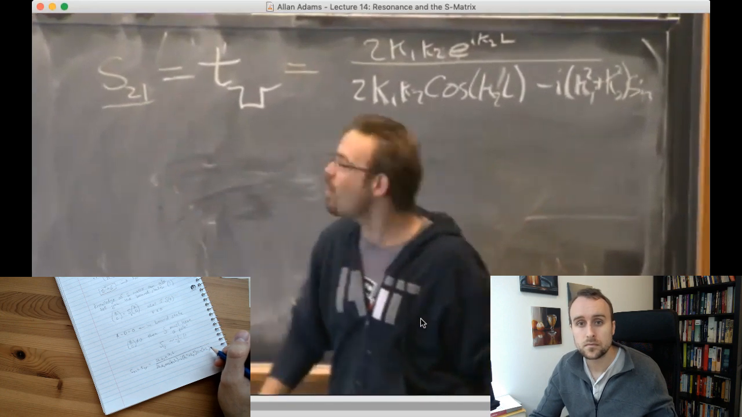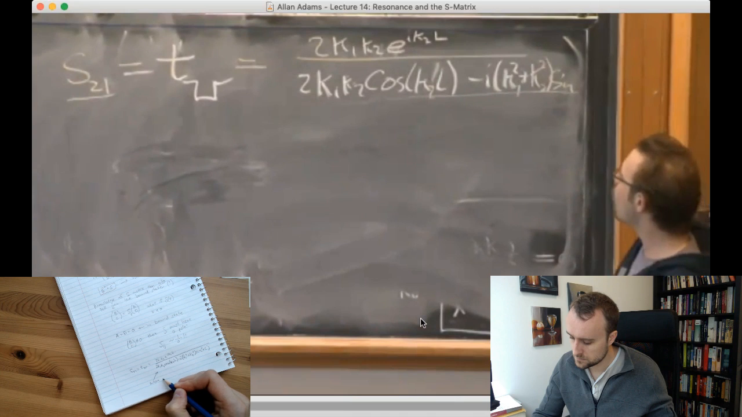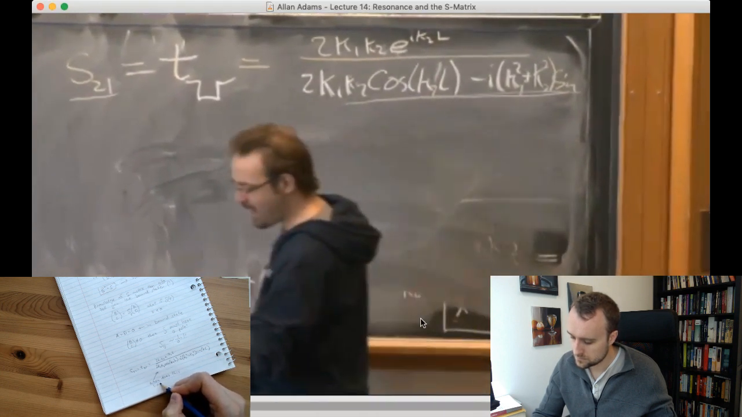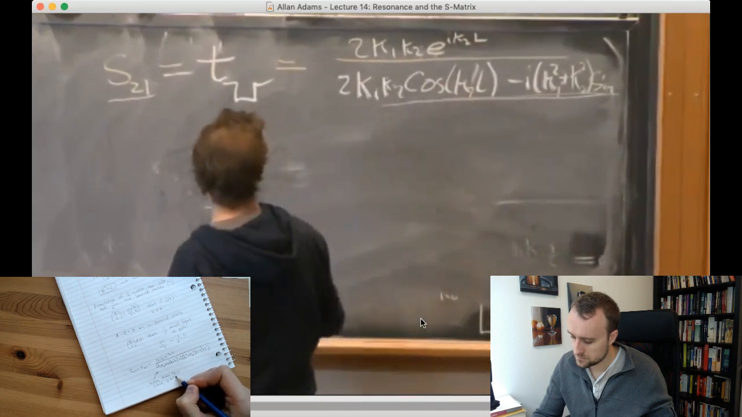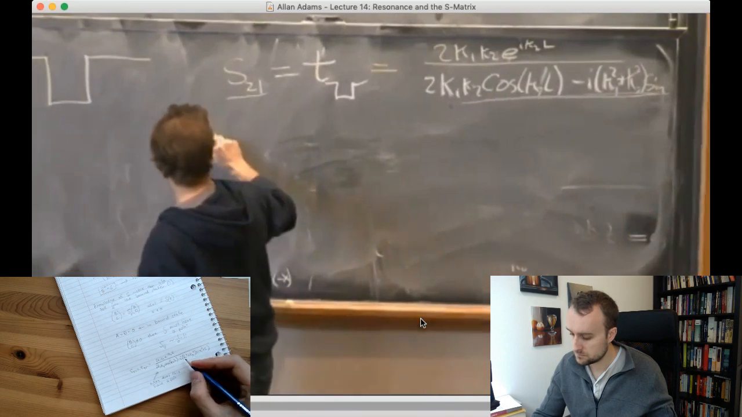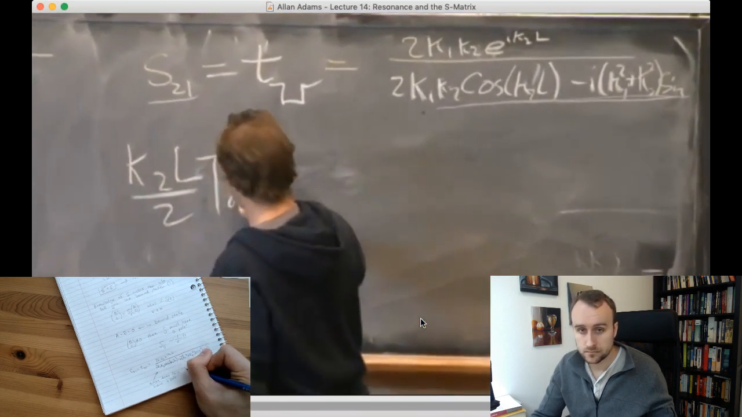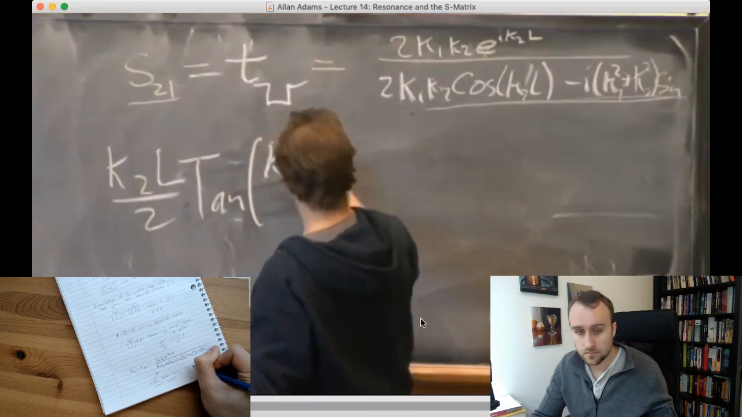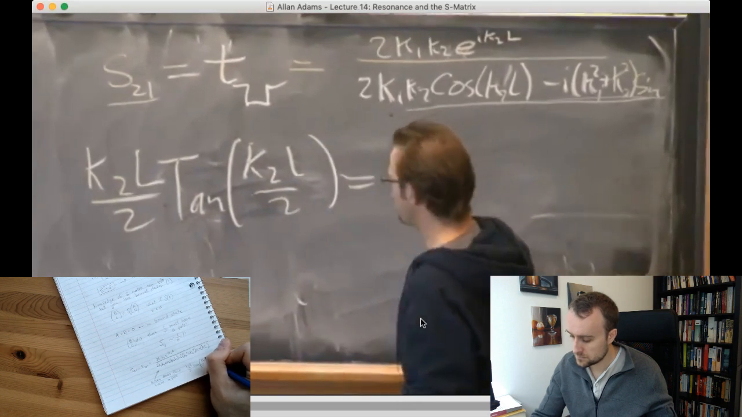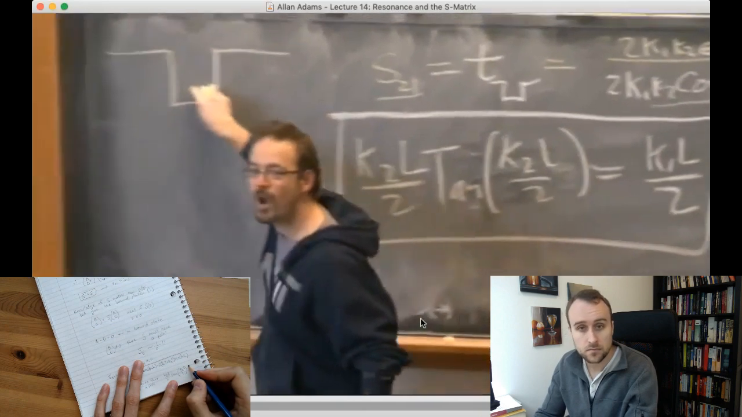Have a pole? For what values of the energy does this, when the energy is continued to be negative, for what values does this have a pole, or does the denominator have a 0? And the answer is, if you take this and you massage the equation, you get the following expression: k2l/2 tangent of k2l/2 is equal to k1l/2. This is the condition for the bound state energies of the square well.